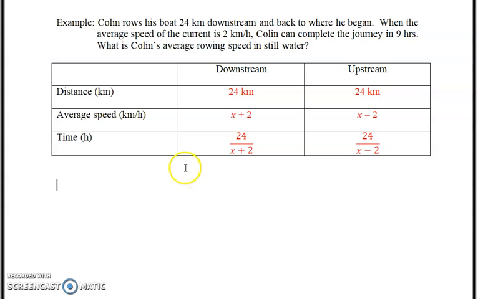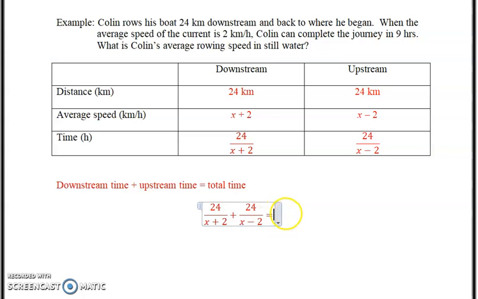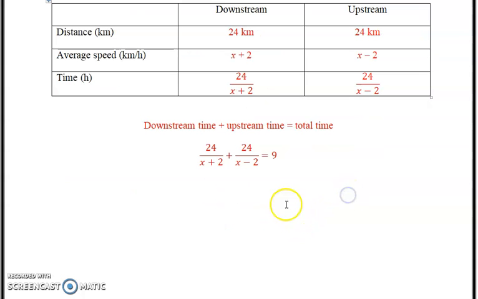So to make the rational equation, our downstream time plus our upstream time is going to equal our total time. That would be a very simple equation, and that's what we have. Our downstream time is given by 24 over x plus 2, plus our upstream time, which is 24 over x minus 2, and our total time is 9. And that's it. We can bring in a physics question and solve this with rational expressions. You may have done something similar in physics, I'm not sure. But pretty straightforward, pretty neat question.